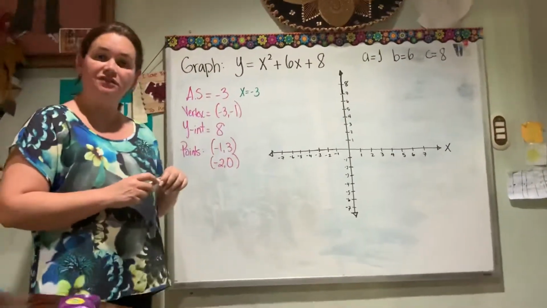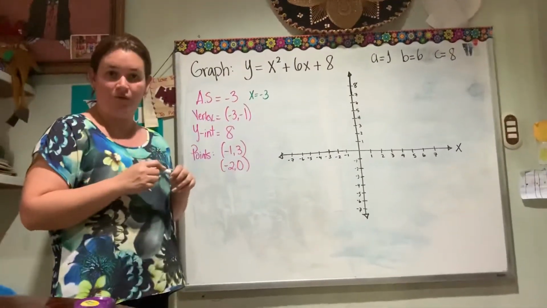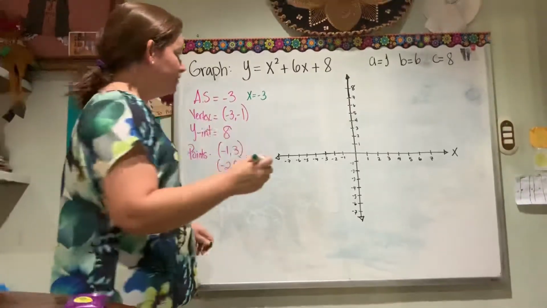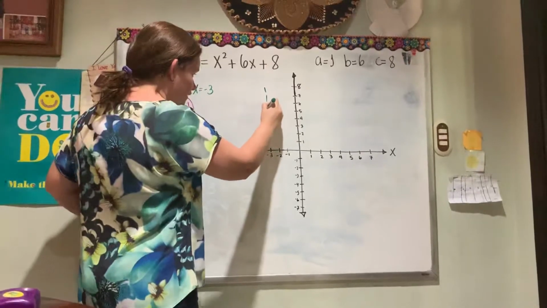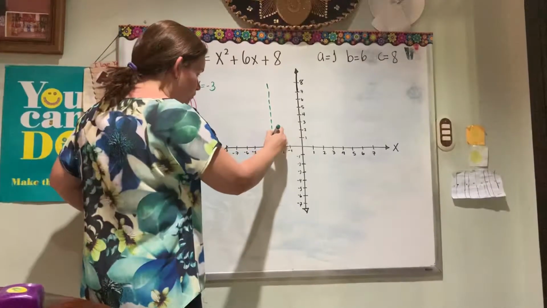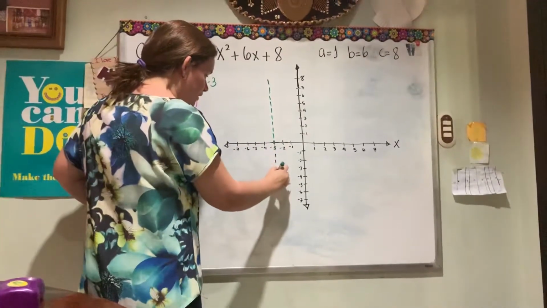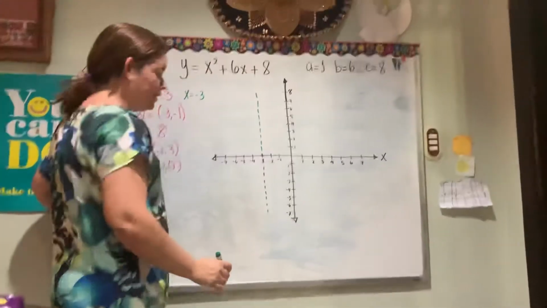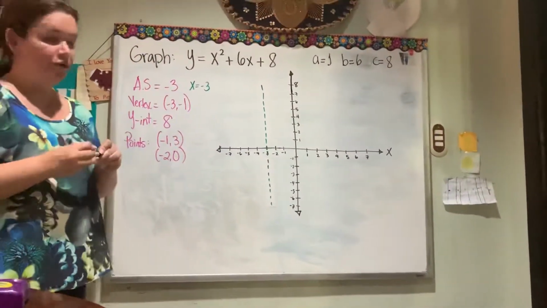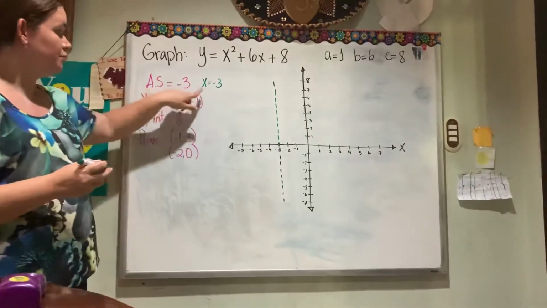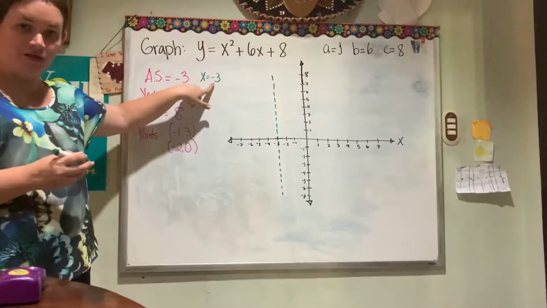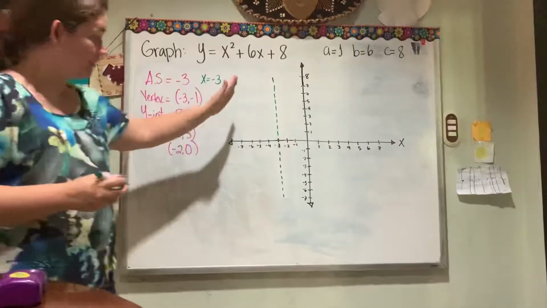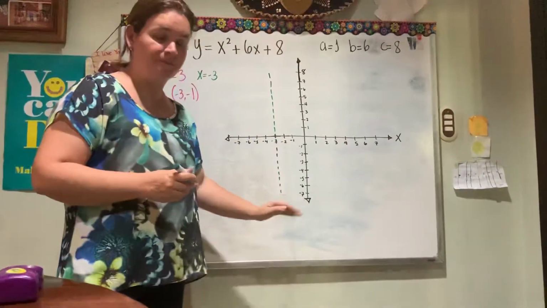Okay, the first thing that I need to plot is gonna be my axis of symmetry. Remember that my axis of symmetry splits my parabola in half. So I am going to plot a dotted line over here that's gonna go right through -3 on the x-axis. Remember that the axis of symmetry is an x that has this value. In this case, the value is -3. So we have to make a vertical line like this.